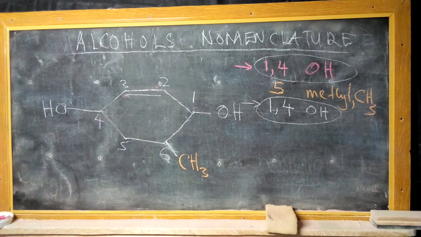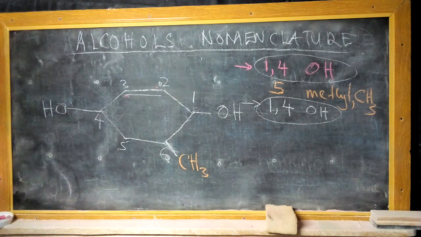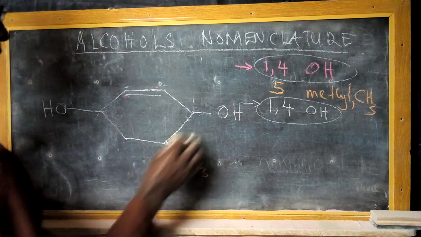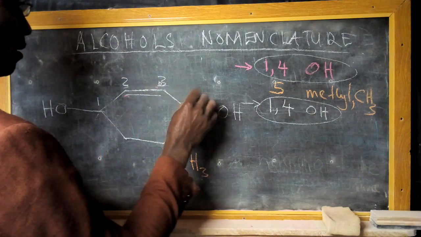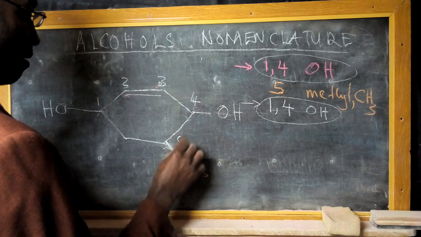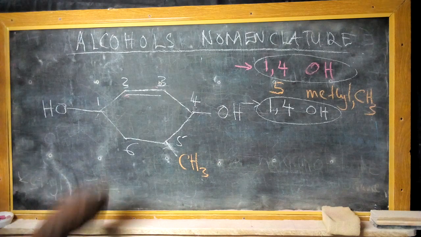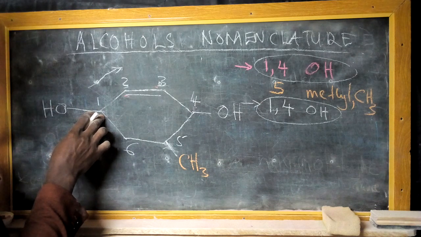One, 2, 3, 4, 5. So, and then we can have an option of naming it from this point. 1, 2, 3, 4, 5, 6. Now there is a rule that says that we give the substituents the lowest numbers possible, and in this case we'll have to conform with that rule by giving the numbers starting from this OH group.